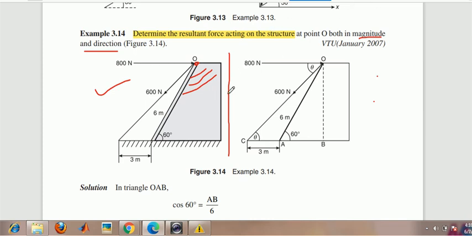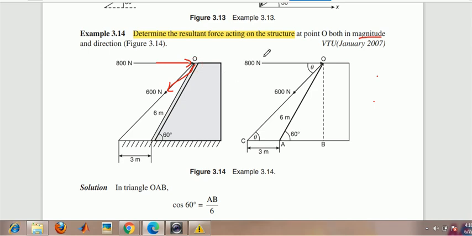So okay, how many forces are there in this structure? Just observe the figure and let me answer. How many forces are acting on this structure? Two. So two forces are acting here. One is a horizontal force and another one is an inclined force. That is, one horizontal force of 800 Newton is there and another force of 600 Newton. Only two forces are there here.